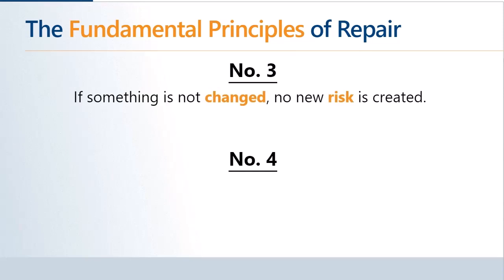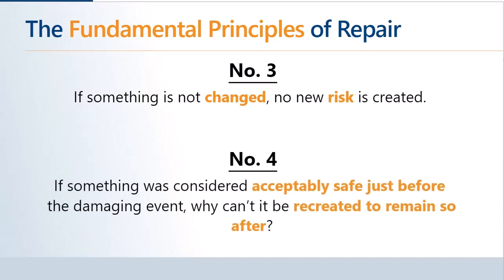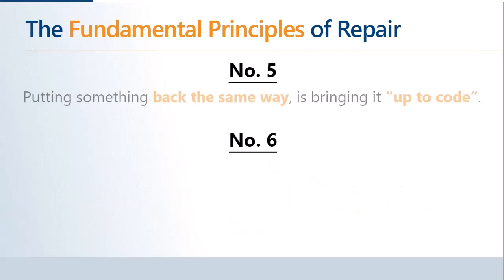Number four, if something was considered acceptably safe just before the damaging event, why can't it be recreated to remain so after? It's a fair question. Number five, putting something back the same way is bringing it up to code. For example, if you are performing a project, whether it's an alteration or repair project, and you are complying with that jurisdiction's provisions that apply to existing buildings, you are bringing that up to code.